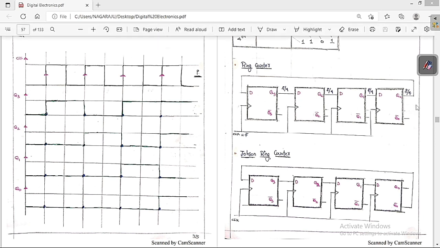If you give feedback from Q0 to D, it is called the ring counter. If you give feedback from Q0 bar to D, it is called the Johnson's ring counter. Suppose you are not going to give any feedback, this is the circuit that we have already studied. If you take feedback from Q0 and give it to D, it is called a ring counter. If you take feedback from Q0 bar and give it to D, it is called the Johnson's ring counter. So we will discuss these two concepts again in a very detailed manner.